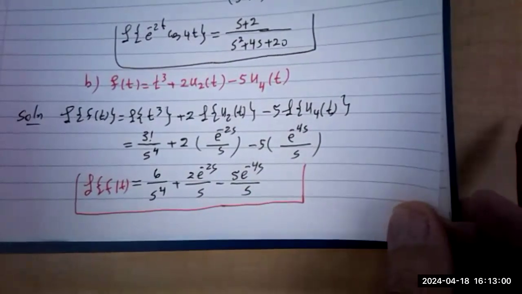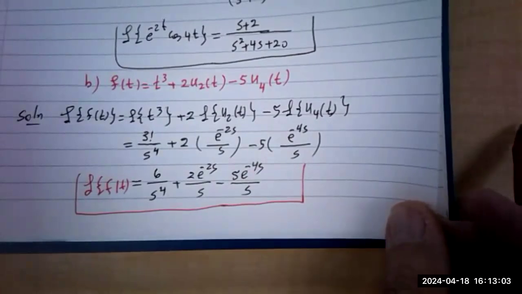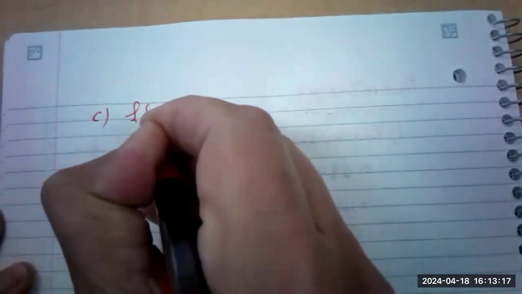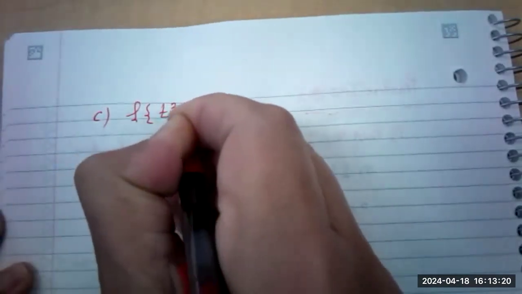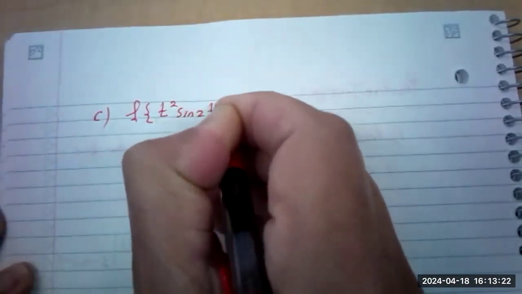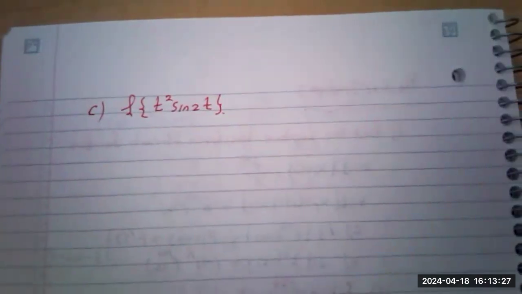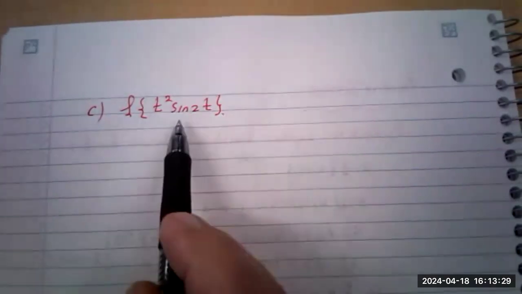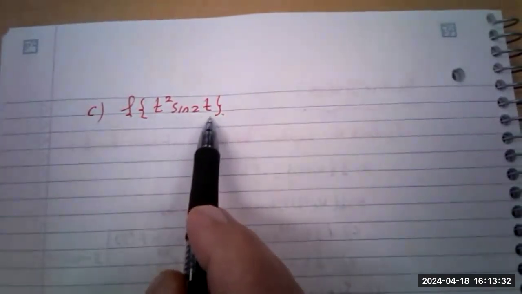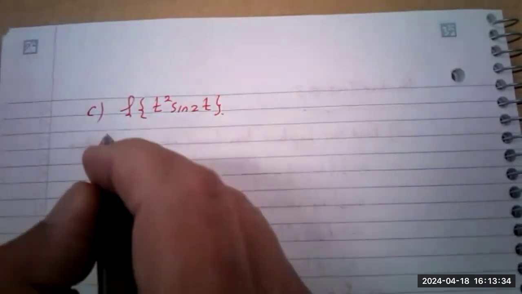We go to the next page, and we go to part C. Part C is the power of t times the sine. In part C, you want to find the Laplace of this function, t squared sine of 2t. So you have to use the derivative formula. We find the Laplace of this one first.